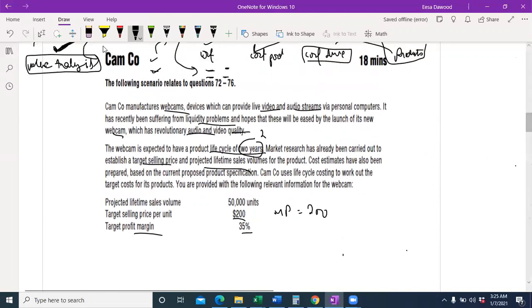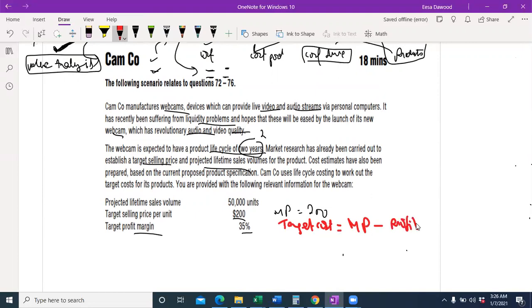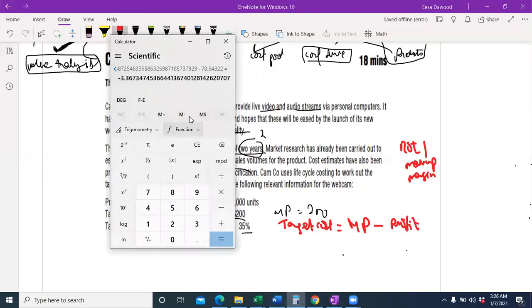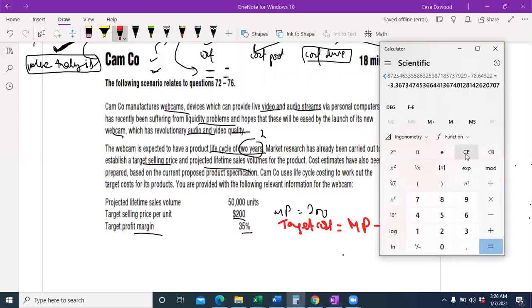How do you calculate the target cost? You need to know the formula. The target cost is calculated as: from the market price, you deduct your desirable profit, whether you calculate it from return on investment, with markup, or, just like in this question, where margin is given. Margin, profit, we know is a percentage of selling price, right? So 200 would be 100%.